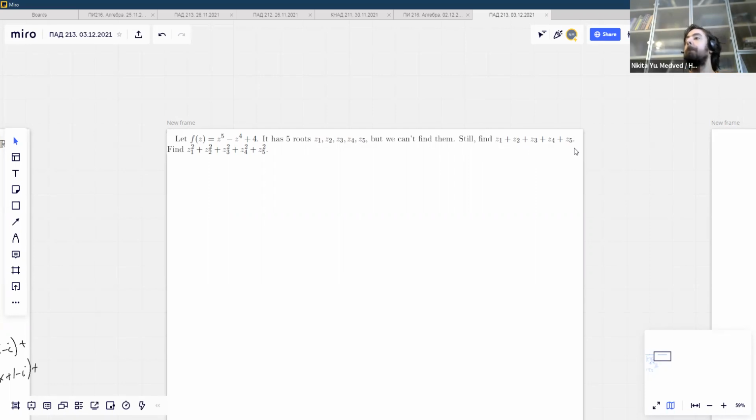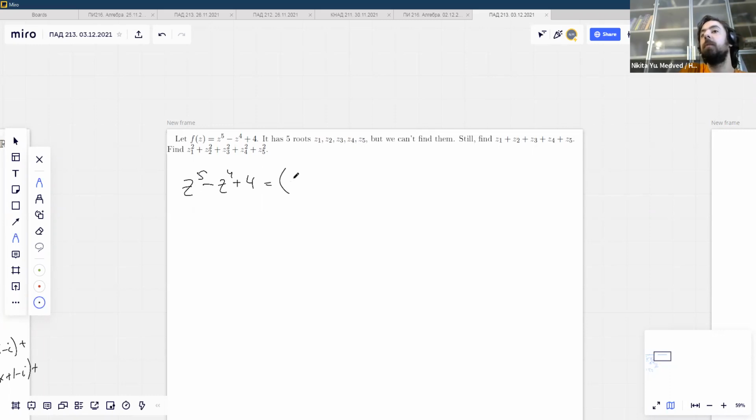Well, in fact, it is still possible to do so. And the thing that enables us to do this is called Vieta's formulas. The idea is as follows. If there are 5 roots, again, I don't know them, but I can write that my original polynomial equals this expression.